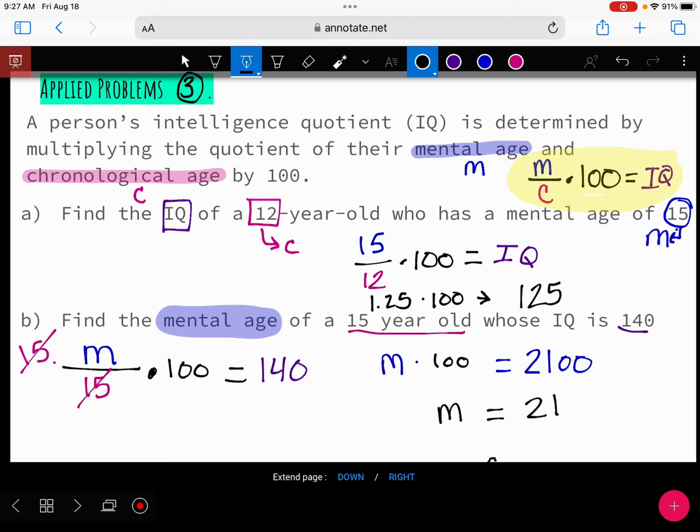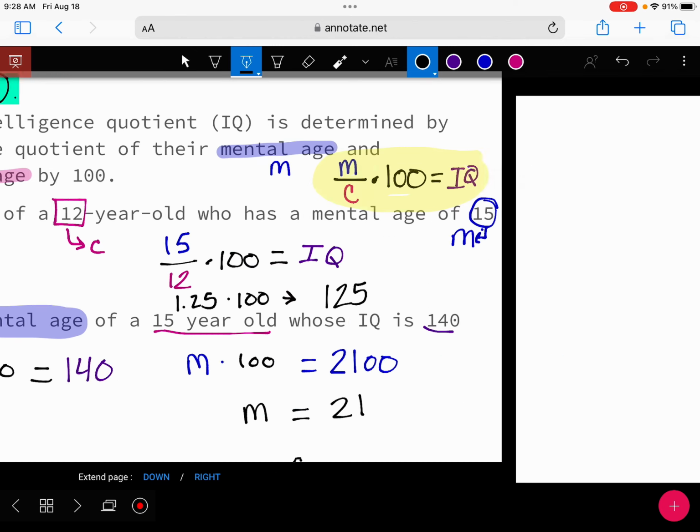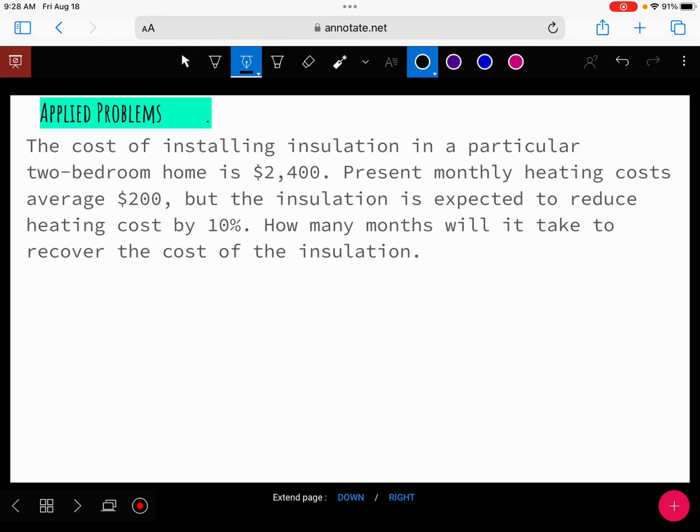Okay? So questions on this one? I have a lot of pieces. Okay. Let's look at number 4. Insulation.